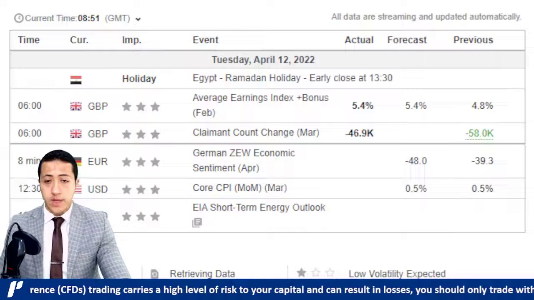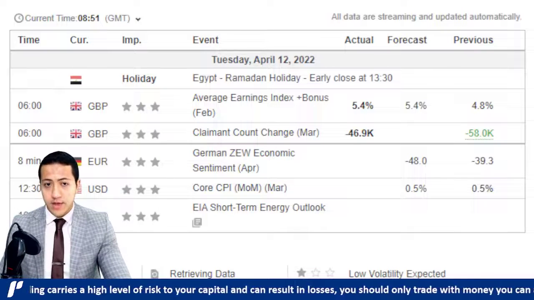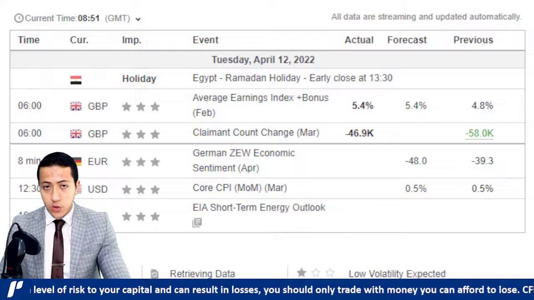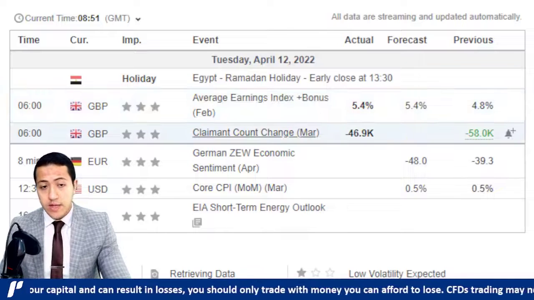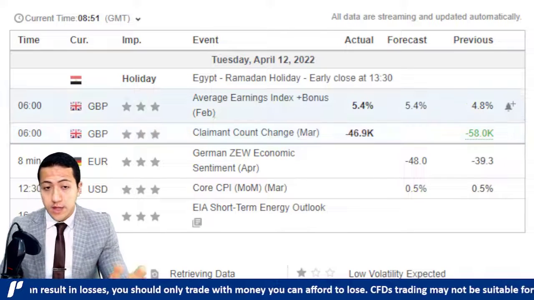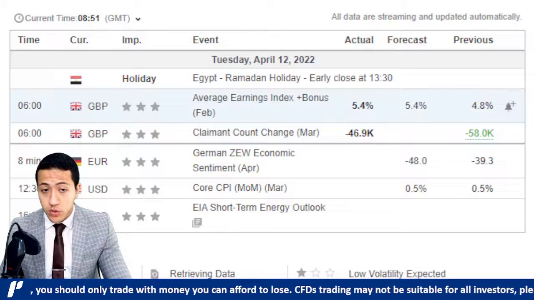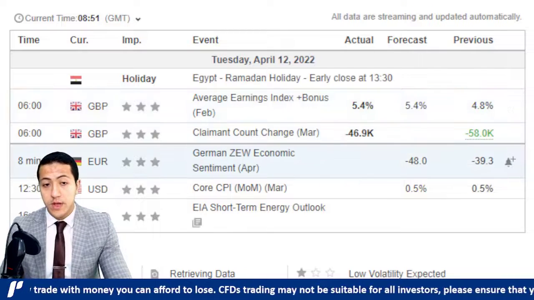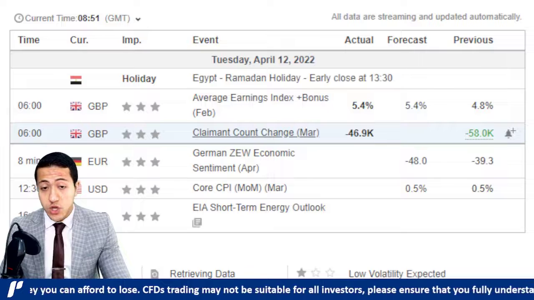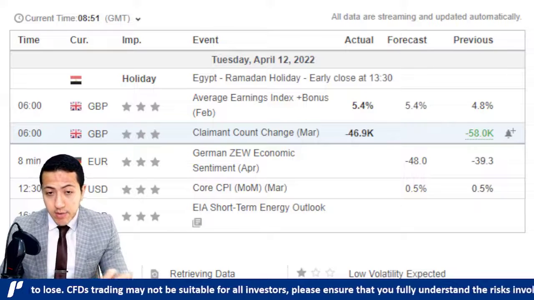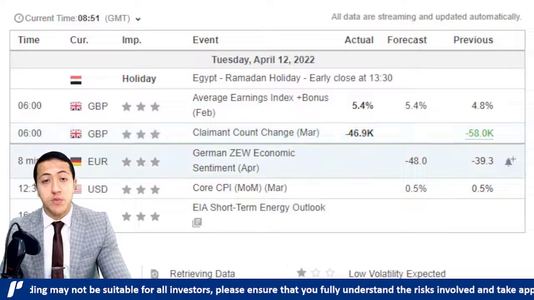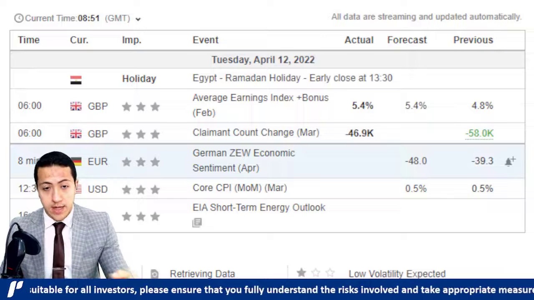Welcome back everyone, and let's start by having a quick look at the economic agenda for today, Tuesday the 12th of April. Basically, we had some numbers from the British economy regarding the average earnings index plus the bonus for the month of February, as well as the claimant count change, which came out around negative 46.9 thousand claims.